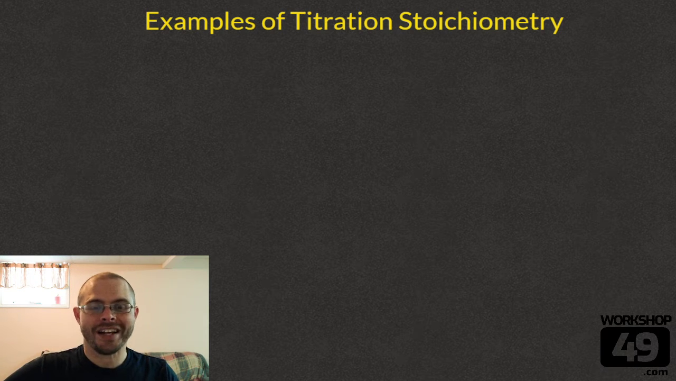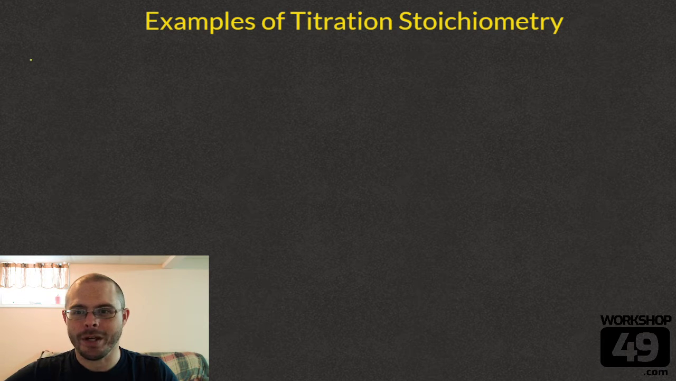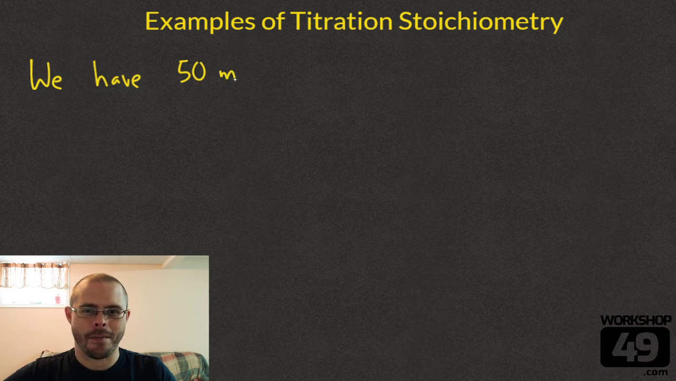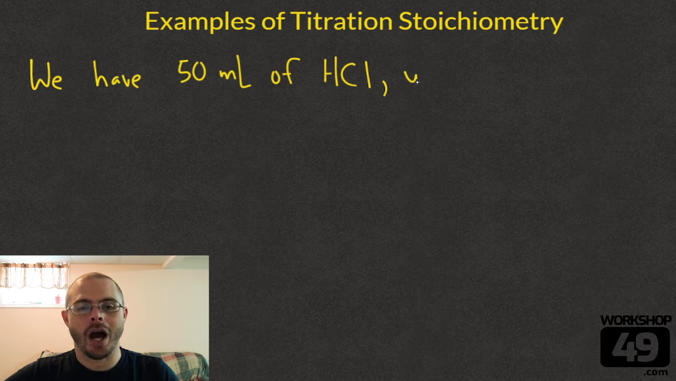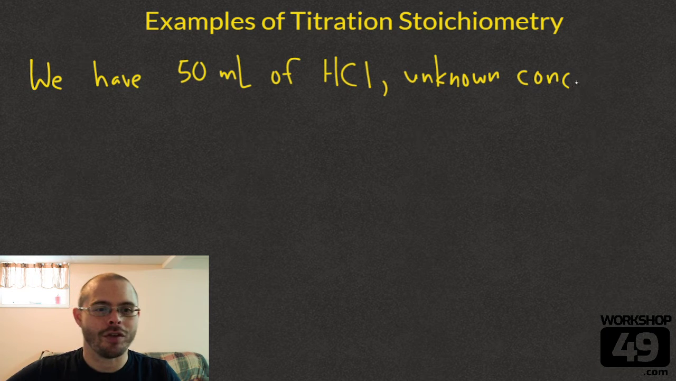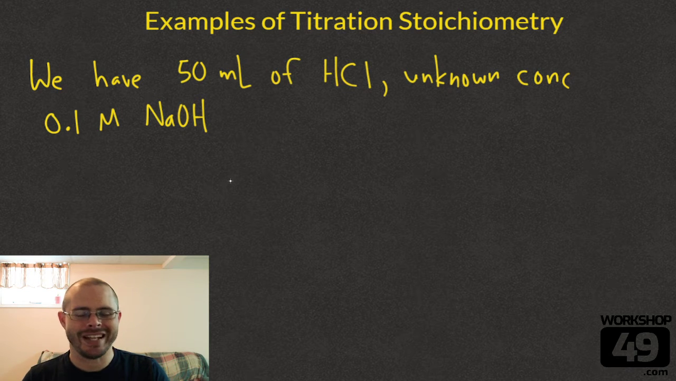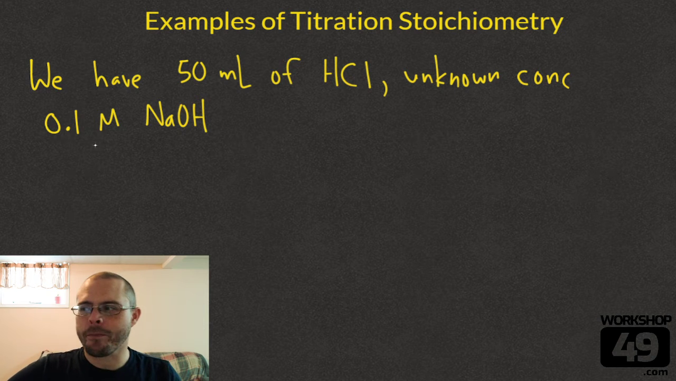Today we're going to be working on examples of titration stoichiometry. To get us started, we're going to get a question up here. We have 50 mL of hydrochloric acid at an unknown concentration. It's what we're going to be solving for here today. But we do have some 0.1 molar sodium hydroxide. Yeah, I know, super vanilla titration, but it's one that most of you should be familiar with.